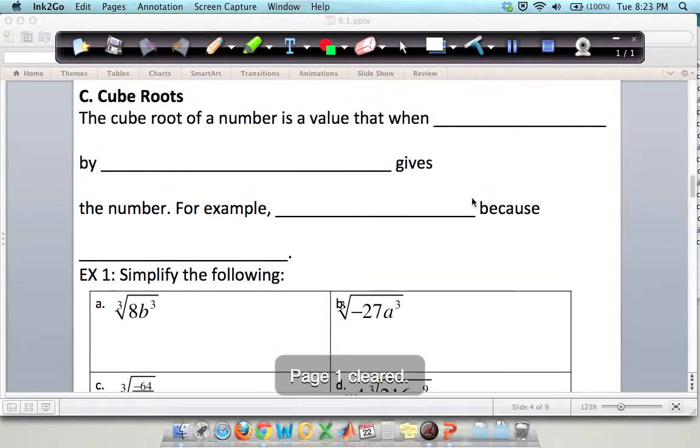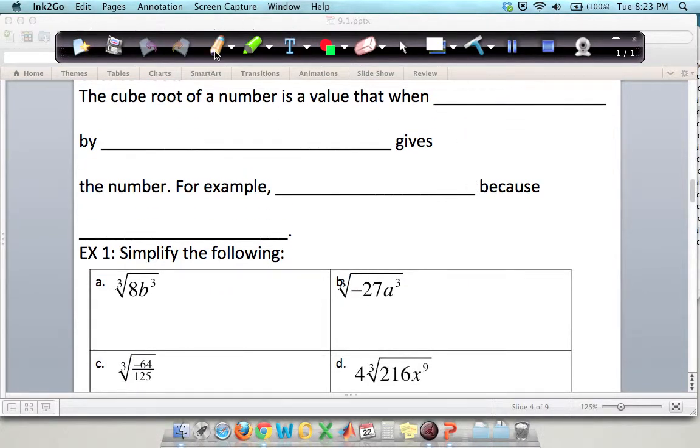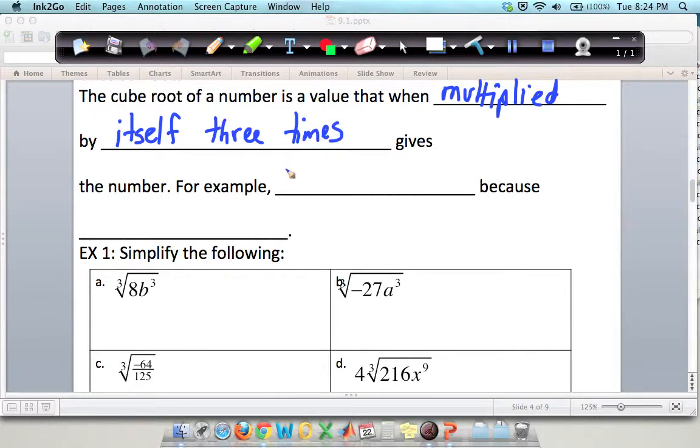Okay, so cube root is very similar, except instead of looking for what number multiplied by itself 2 times gives you the number under the radical sign, for cube root it would be 3 times. So the cubed root of a number is a value that when multiplied by itself three times gives the number. So for example, I'm going to have an index of 3 for cubed root. The cubed root of 27 equals 3 because 3 multiplied by itself 3 times gives you 27.